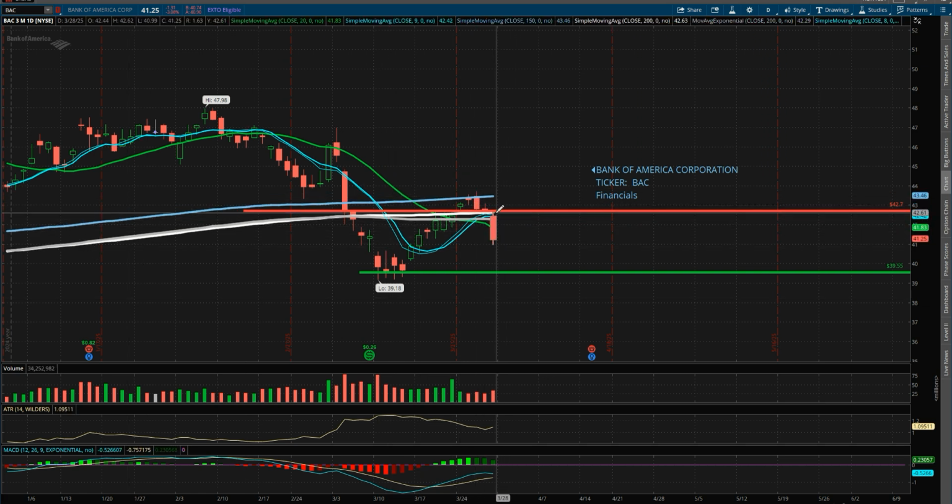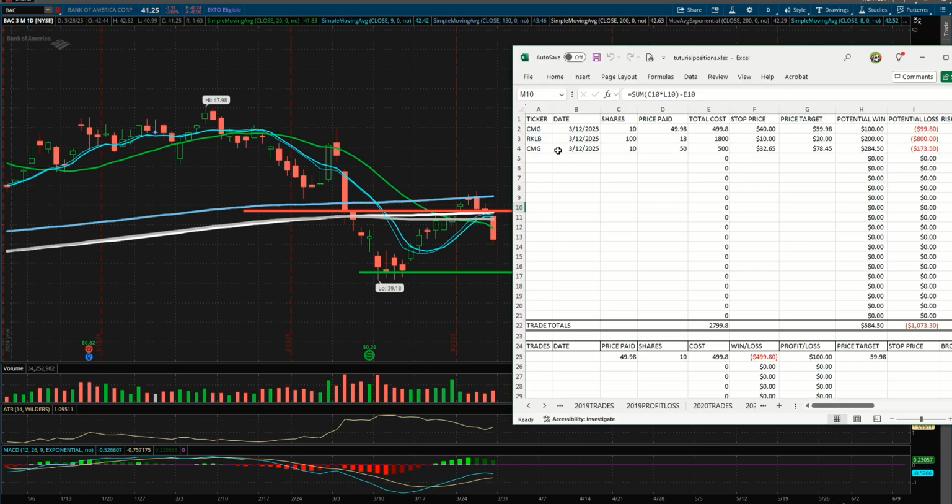Okay, so let's pretend we want to go short on the Bank of America ticker, BAC. All right, so we'll get our little tracker out here, and we'll punch in BAC. Put in our date, which will be the 31st, I believe, 3/31. And our shares. How many shares do we want to buy? Let's get 100 shares of Bank of America.